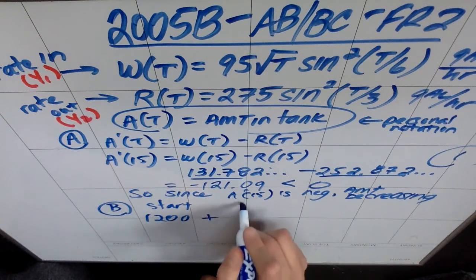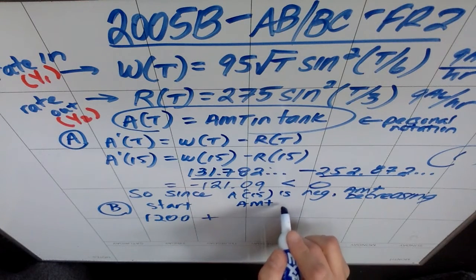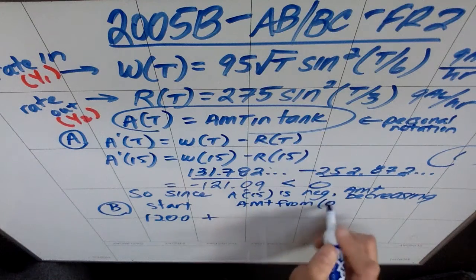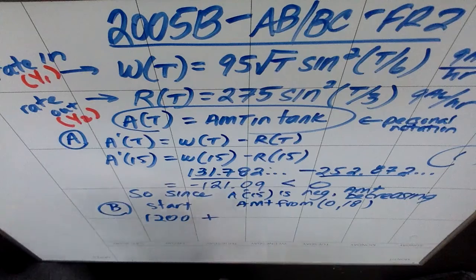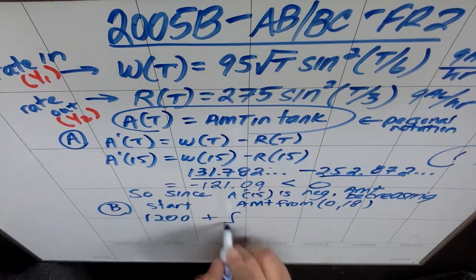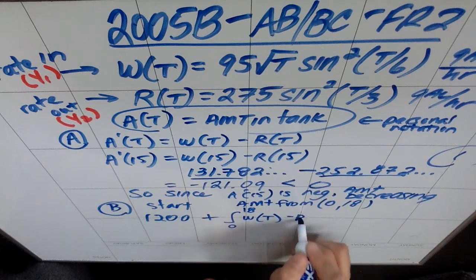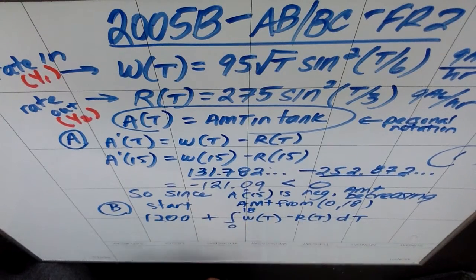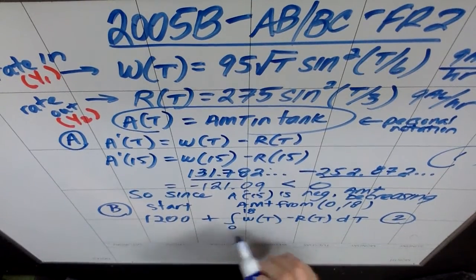And I know that the amount from 0 to 18, since this is the rate, you'd integrate the rate. So this is the integral from 0 to 18 of W of t minus R of t with respect to t. This is the setup I want, and that's going to get me probably 2 of these points. So again, what you're doing here is taking the starting amount, and this is the amount of change.